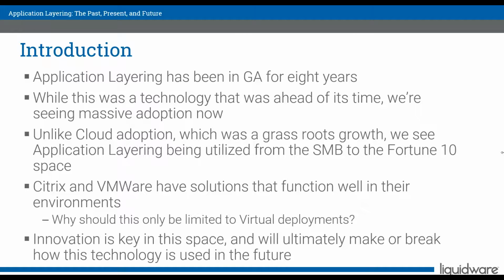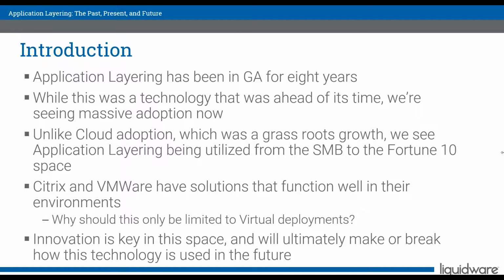Now, Citrix and VMware have solutions that function well in their own environments. So when we talk about Citrix app layering, or we talk about anything else that exists out there, these solutions function very well inside of a virtual infrastructure. But the question you need to ask yourself is, why do we limit the best toys, the best technology only for virtualization? Shouldn't it be global? Shouldn't it be across anything that you could possibly imagine, from a physical, virtual, cloud, application publication, or even cloud-based publication methodology?